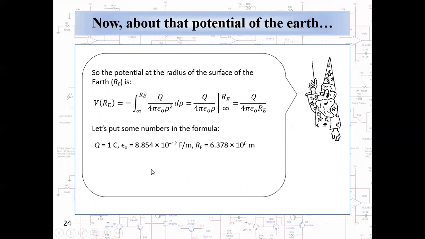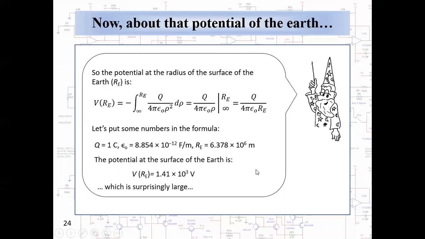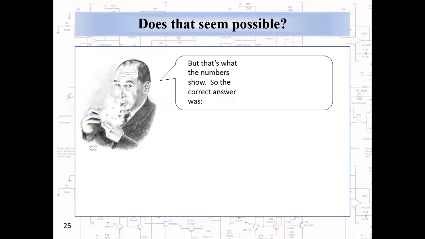Let's put some numbers in the formula. 1 coulomb, 8.854 times 10 to the minus 12 farads per meter for epsilon naught. And R E is 6.378 times 10 to the 6th meters. The potential at the surface of the Earth is 1.41 times 10 to the 3rd volts, or 1.41 kilovolts, which is surprisingly large, but that's what the numbers show. So the correct answer was B.